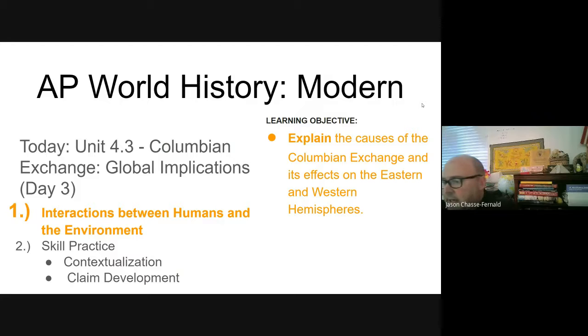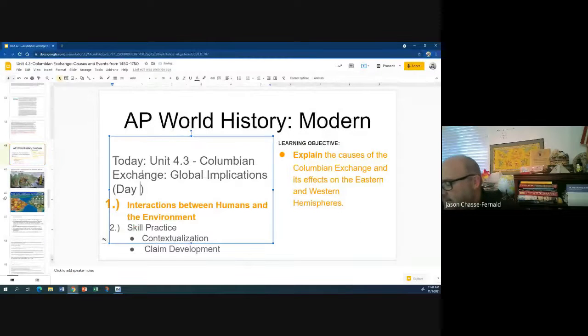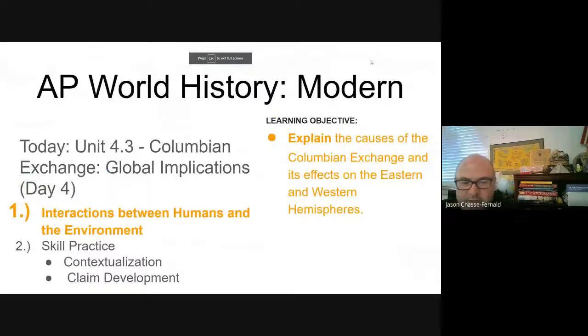Today we're going to begin, it actually might be our fourth day, on the Columbian Exchange, global implications. So, yeah, pretty sure it's day 4. All right, interactions between humans and the environment.